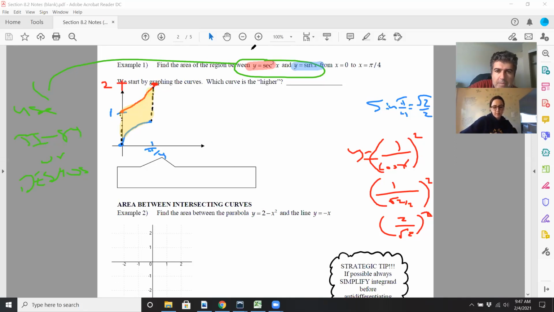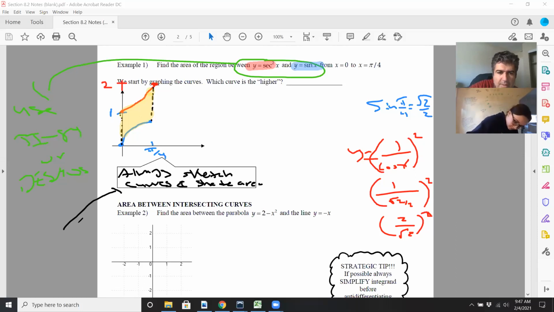So anyway, that's what we want to try to find. And again, just as a little note here, always sketch the curves and shade the area. That way you can help visualize this problem. Visuals are always good.